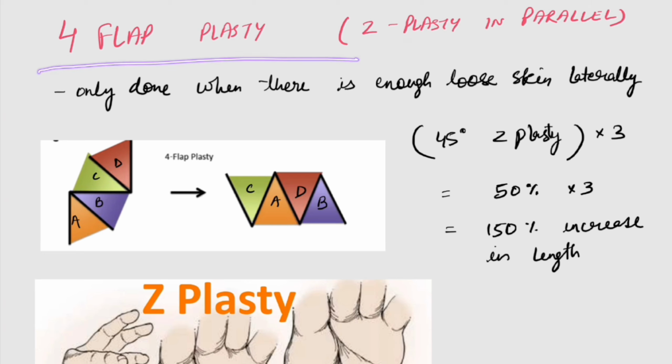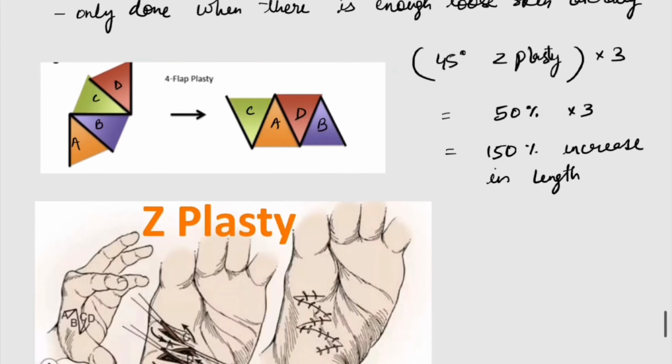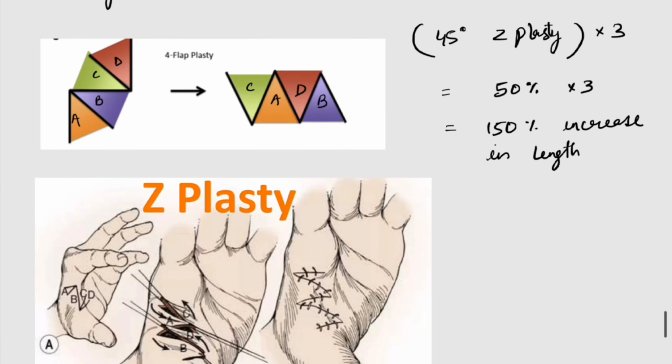4-flap Z-Plasty is done only when there is enough loose space laterally. It can be made using both 45 degrees and 60-degree angle. Let's see the 45-degree angle first. Here we raise 4 flaps using 45 degrees angles. So our 4 flaps that will be raised are A flap, B flap, C flap and D flap. Here we sequentially mark these flaps.